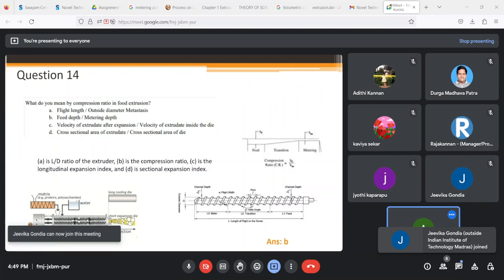So any doubts in any of the parameters, or what is an expansion?